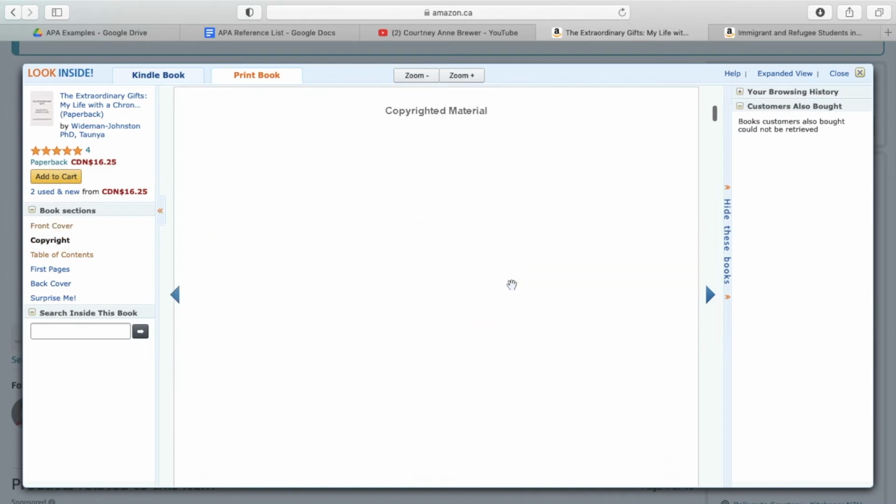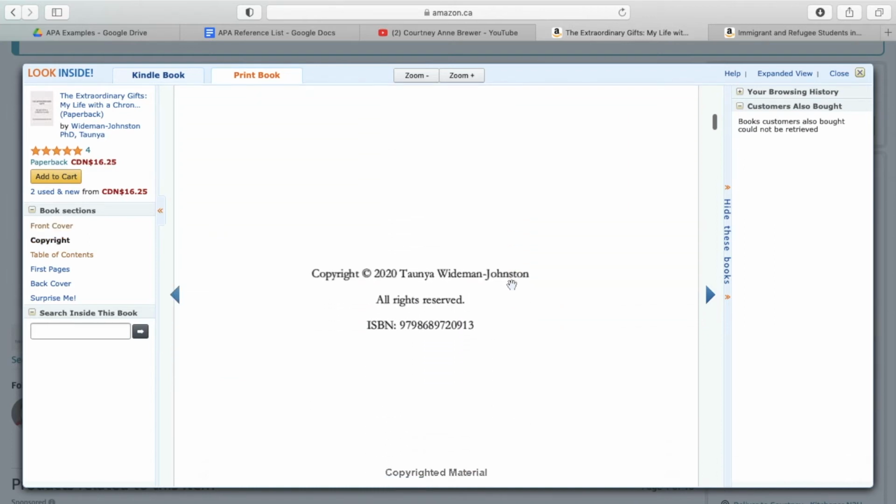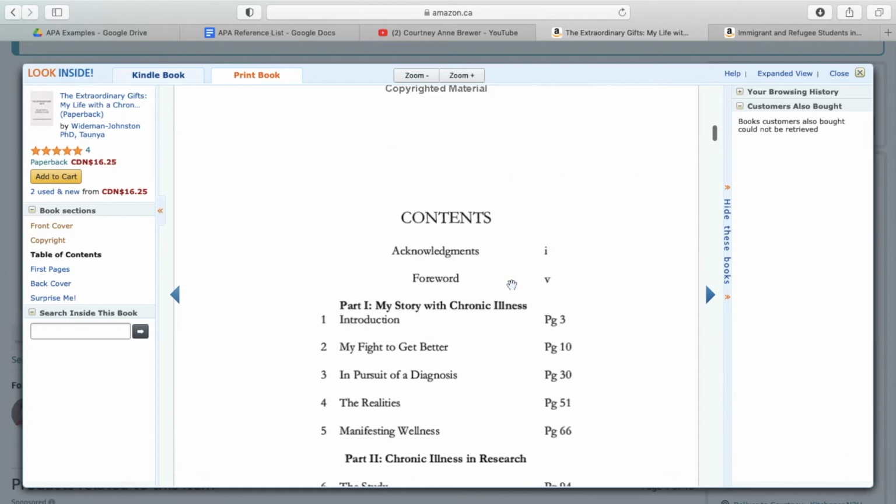We have the copyright material, but you can see that we don't have the publisher. APA 7th does not require you to say where the source was published. It used to be that you had to list the state or the province and sometimes the city. You don't have to do that anymore.